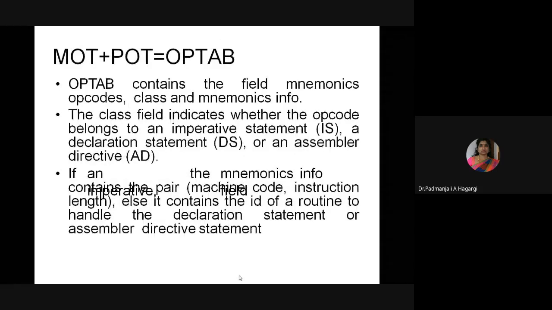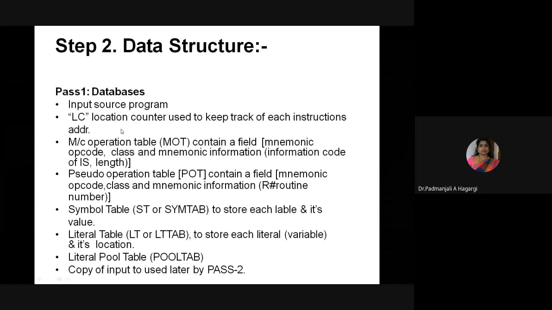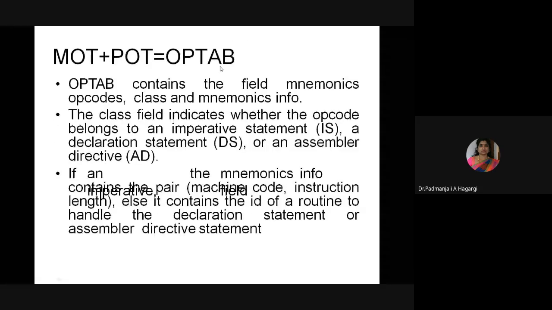So the machine opcode table and pseudo opcode table generate the opcode here. The machine operation table has the code of that instruction, or the opcode of that instruction, or the mnemonic and its length. And the pseudo operation table contains the mnemonic code, class, and mnemonic information. So both of these are helpful in generating the operation table.